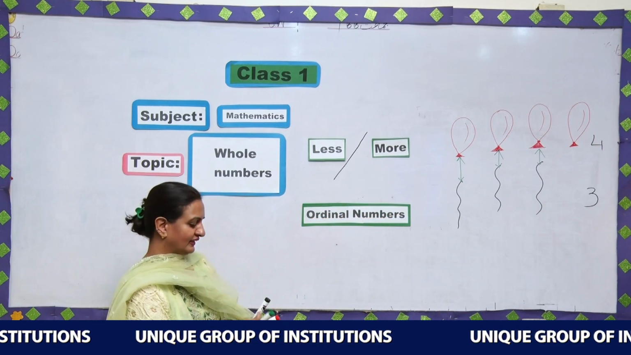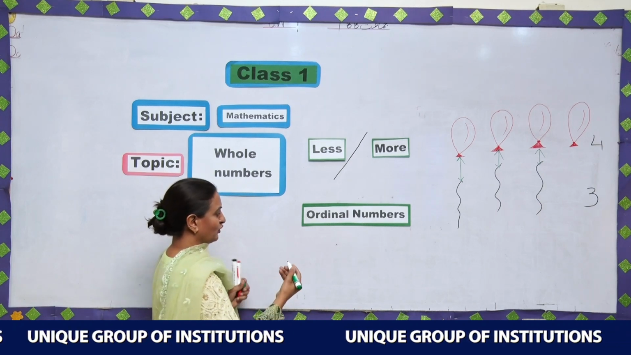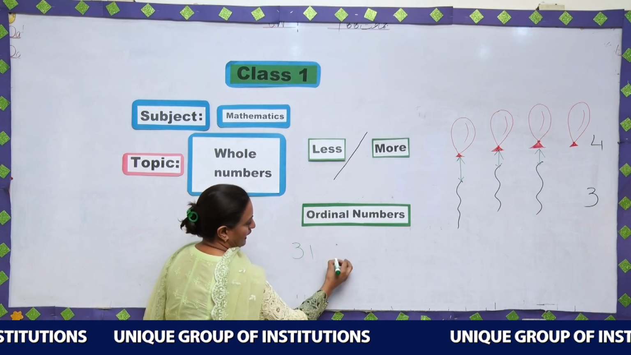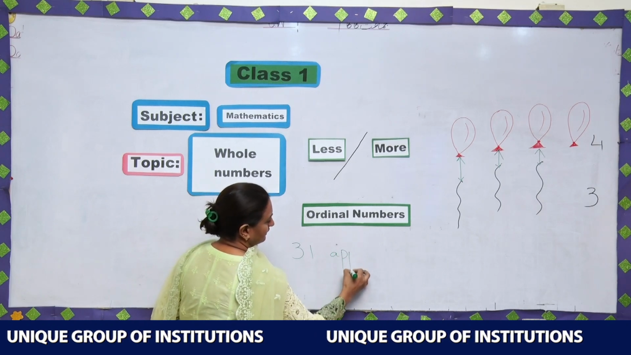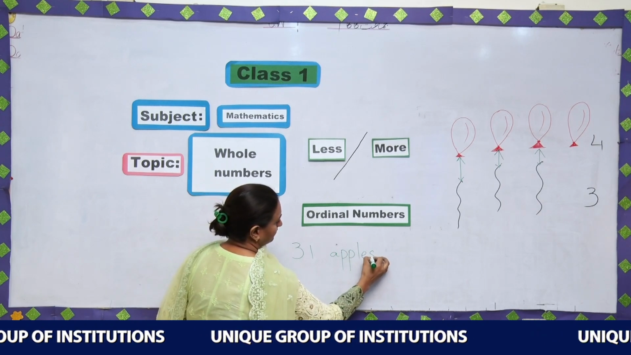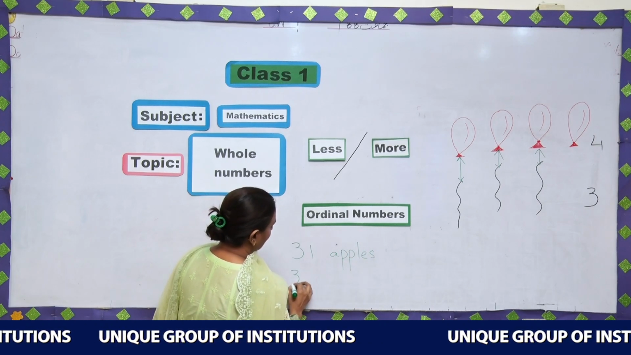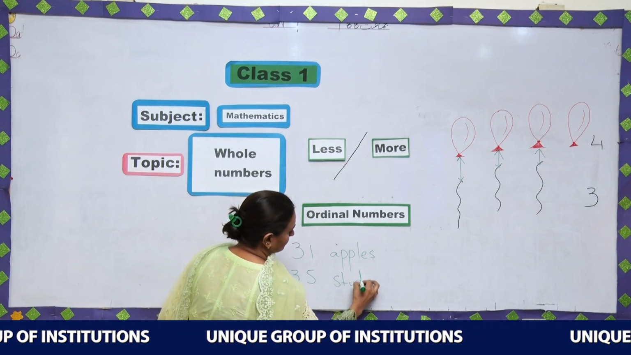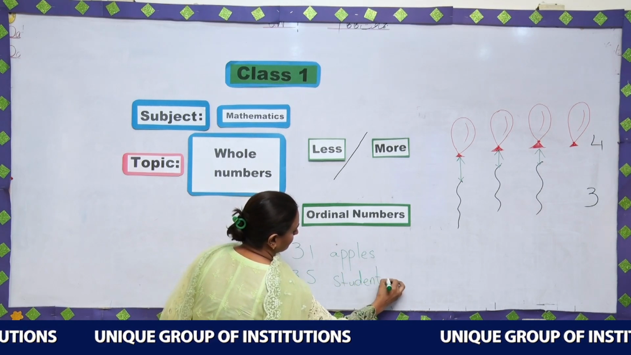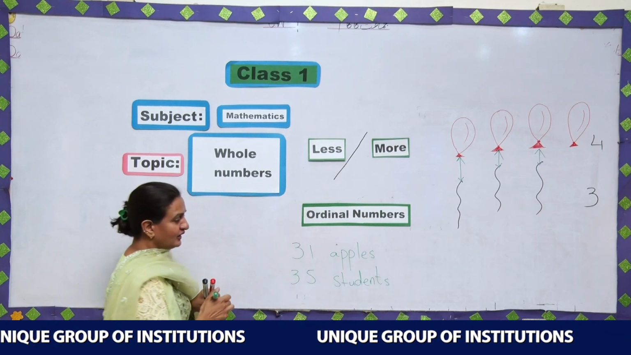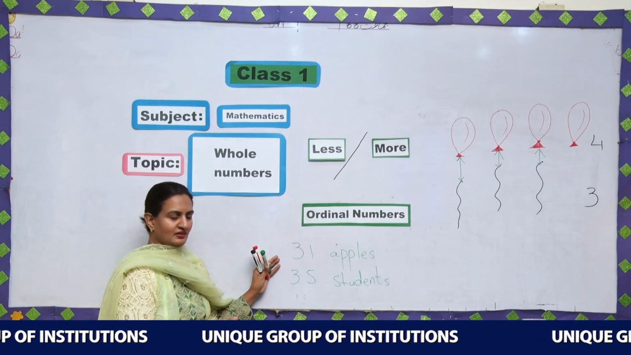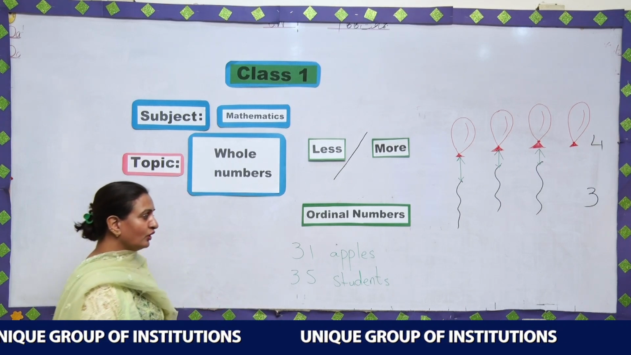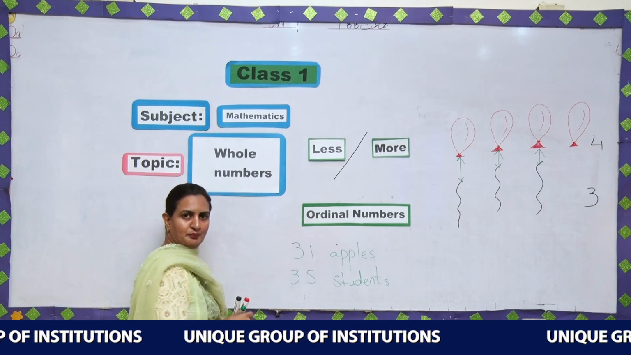In mathematics, the numbers less and more mean that there are 31 apples and 35 students, which means that apples are the less and the students are the more. 35 students are more than 31 apples.